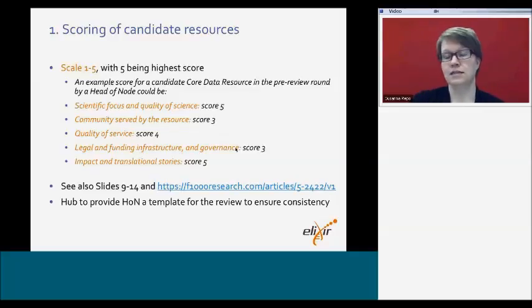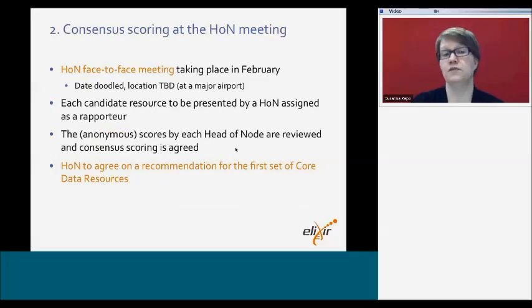And then the second part of the review will take place in a face-to-face meeting. We are currently doodling for a date in February. It will be a one-day meeting, location at a major airport in Europe. And at this meeting, each head of node has been assigned as a rapporteur. So they will present candidate resources that are assigned to them.